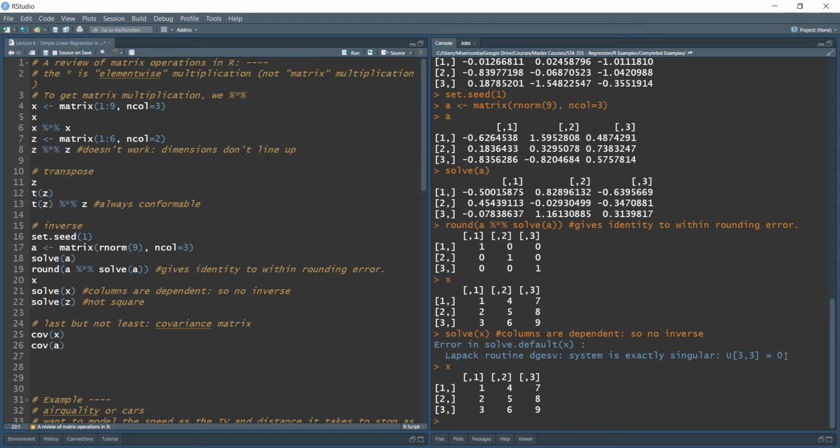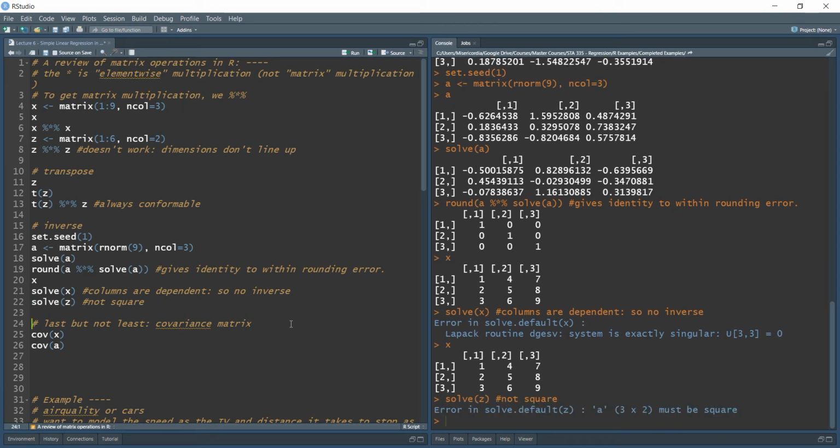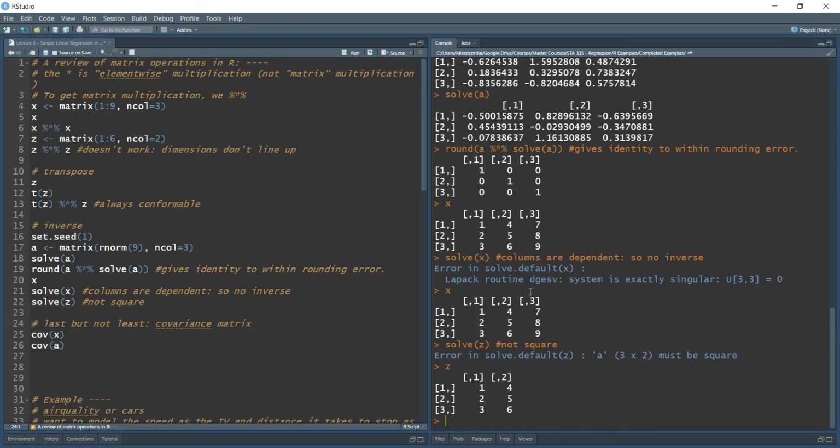This isn't going to find a solution to the inverse of the matrix because we don't have a full rank matrix. Also, when we try to solve a matrix that isn't square, such as the matrix Z, which is not a square matrix, then we run into issues. So R can't break math to find the inverse of a matrix for you, so remember your matrix inverse rules from the notes that we talked about.